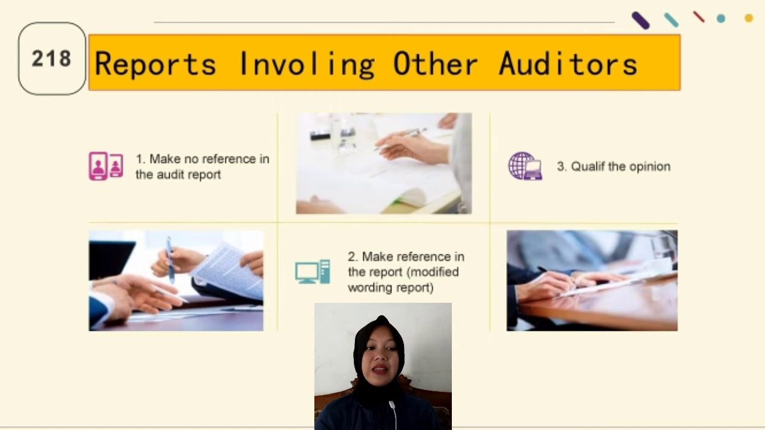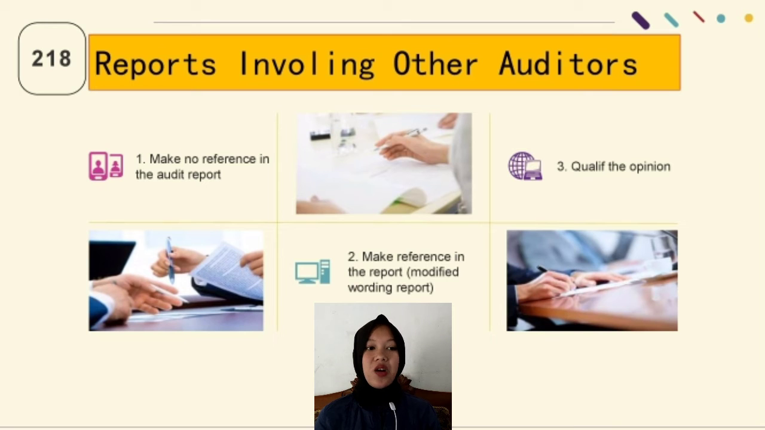And the second alternative is to make a reference in the report. This alternative is called a shared opinion or report. A shared unmodified opinion audit report is appropriate when the portion of the financial statements audited by the other CPA is material in relation to the whole. And what is the last alternative?